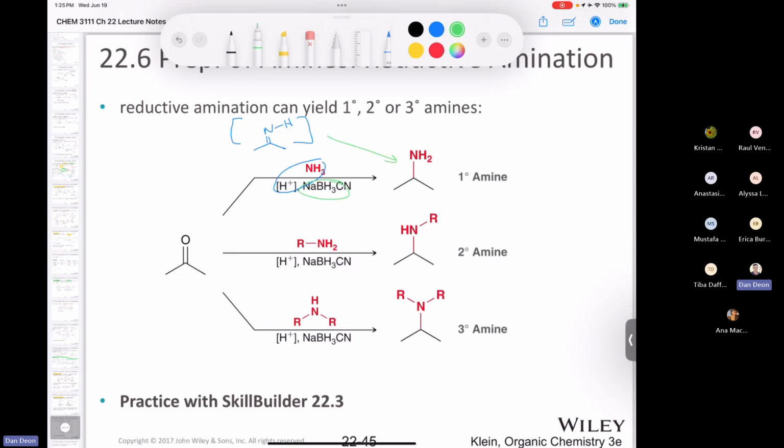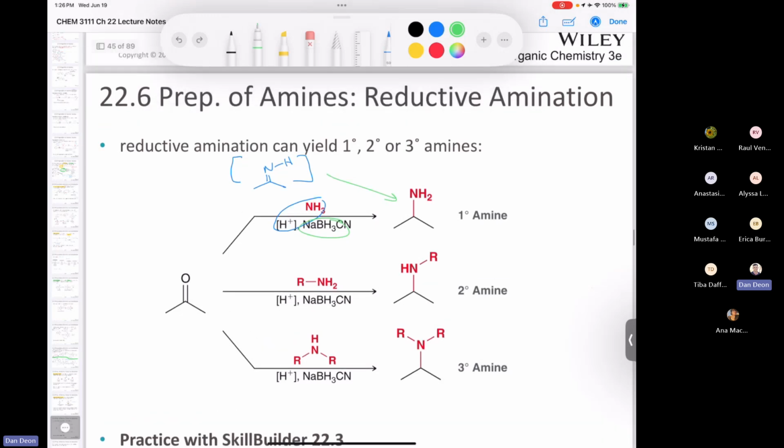So that's the treatment of a ketone or aldehyde with ammonia. If you use a primary amine, then you get a secondary amine. If you use a secondary amine as your nucleophile, you end up with a tertiary amine. And so now we have not only the azide synthesis and the Gabriel synthesis, now we also have reductive amination, which is a way to make primary amines. So now we have 3 different ways of making primary amines.